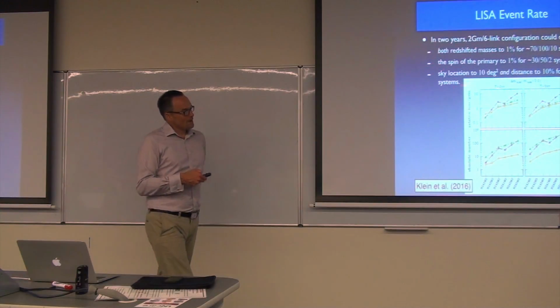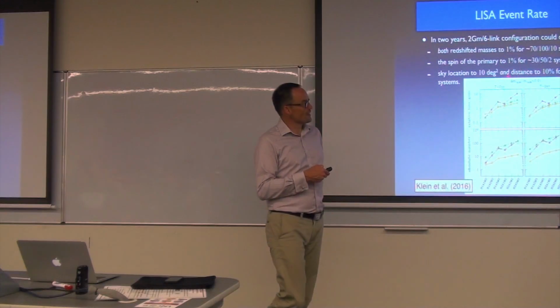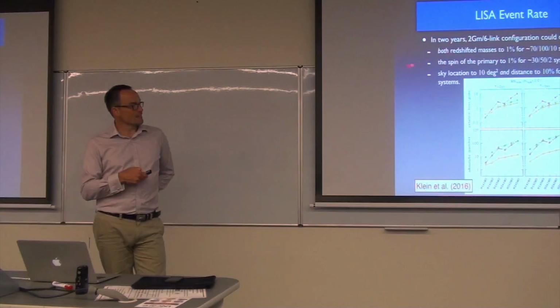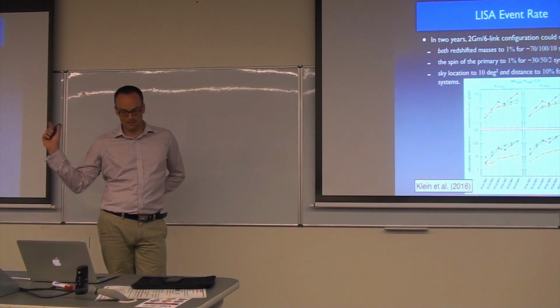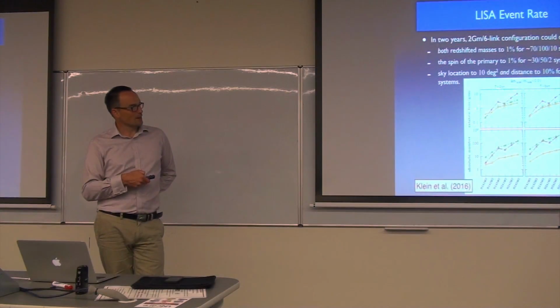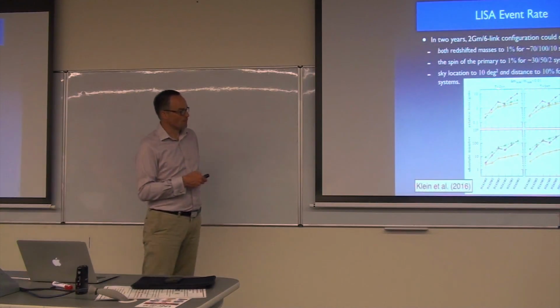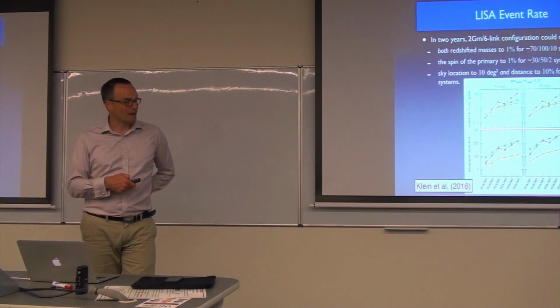We expect to measure the spin, so the rotation rate of the heavier black hole, to about 1% for a few tens of systems. We expect to get decent distance and sky localization, by which we mean 10 square degrees localization of the sky, and a distance precision better than 10% for about 10 or 20 systems. So this is in 2 years.